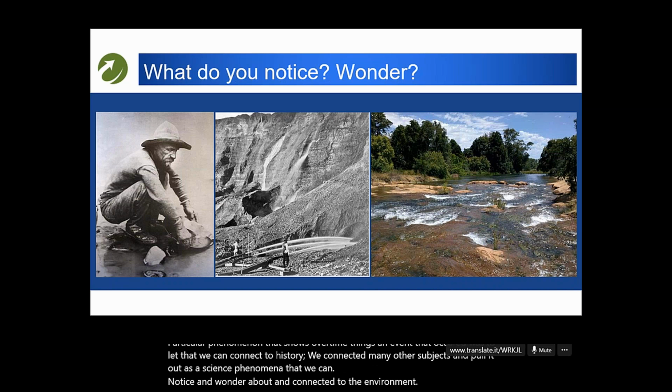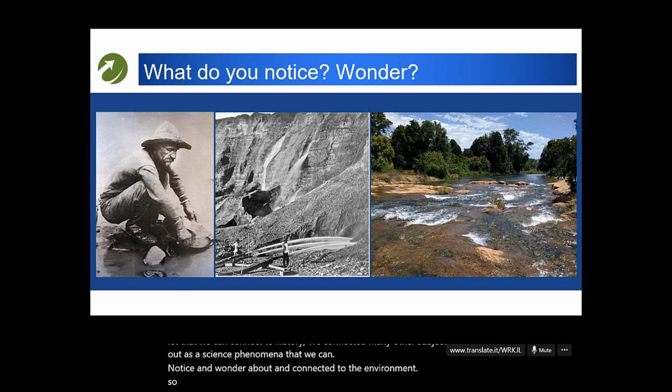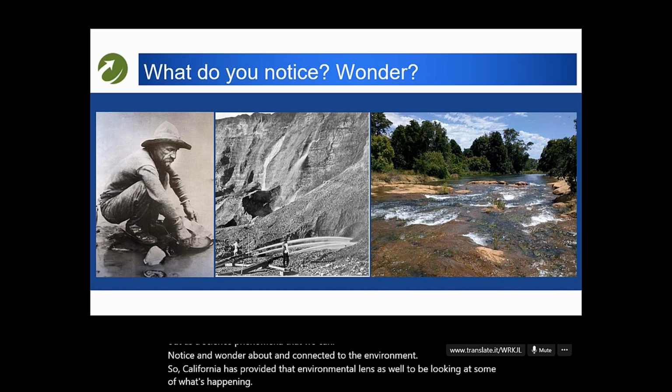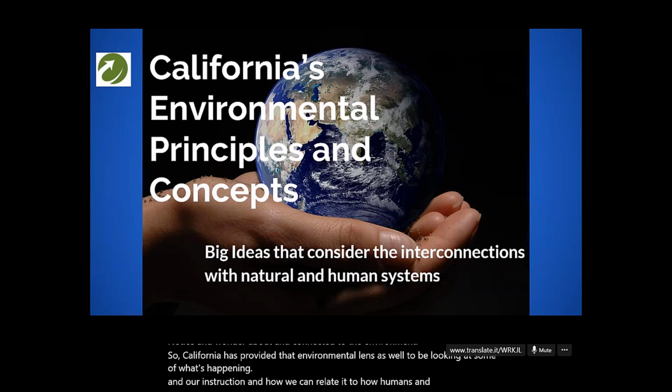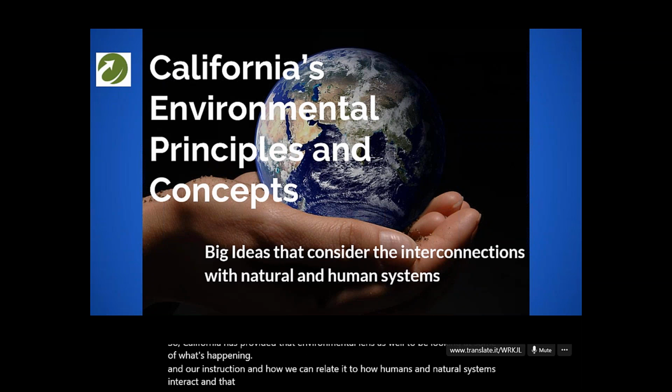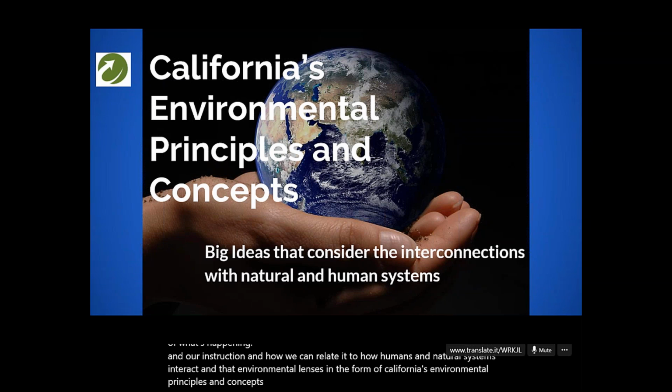So California has provided that environmental lens as well to be looking at some of what's happening and our instruction and how we can relate it to how humans and natural systems interact. And that environmental lens is in the form of California's environmental principles and concepts. And our office here at CalRecycle actually developed the California Environmental Principles and Concepts back around 2003.